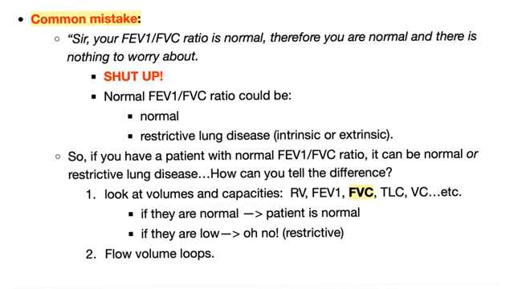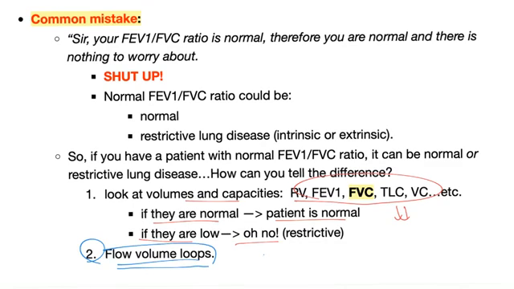How can you tell the difference? First, you look at all of the lung volumes and capacities. If it's a restrictive lung disease, all of them are going to be decreased. That's restrictive. If they are normal, the patient is normal. If they are low, oh no. And second thing, you can do a flow volume loop. And by the way, there is a difference between flow volume loops and pressure volume loops. And we'll talk about pressure volume loops in the next video and about flow volume loops in a later video.